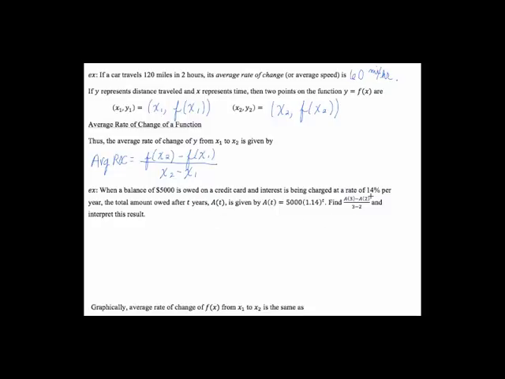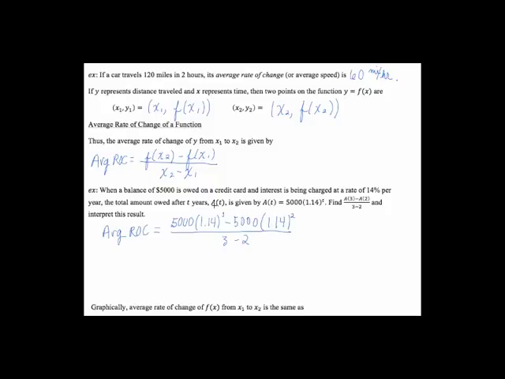So this is obviously an application of this, right? It's a change in two y values divided by a change in two x values. So this is average rate of change. Let's see, a of 3 would be, let's plug in 3 for t, so 5,000 times 1.14 cubed, minus a of 2, which is 5,000 times 1.14 squared, all over 3 minus 2.